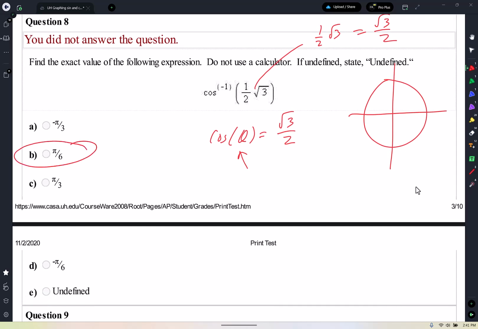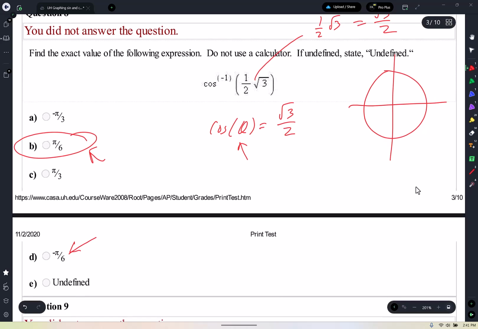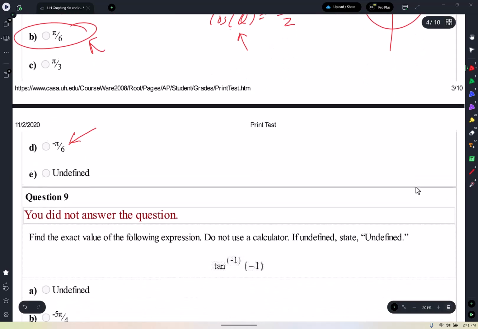Yeah, actually this one will also work, but they're talking about the principal branch, so pi over 6 is in the principal branch. If you get one of these wrong, but you got the right answer, let me know, and I'll give you the credit because we haven't talked about inverse functions yet. Okay, are we still okay? Okay, let's go to the next one.